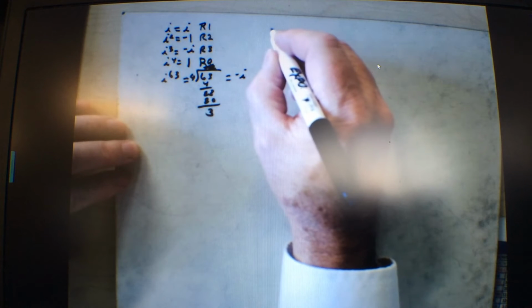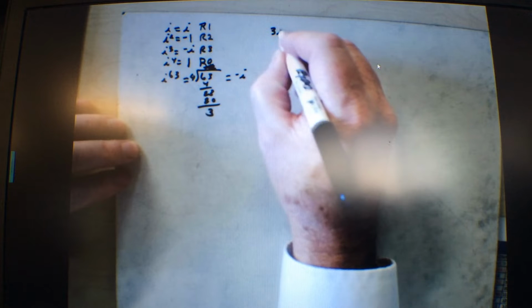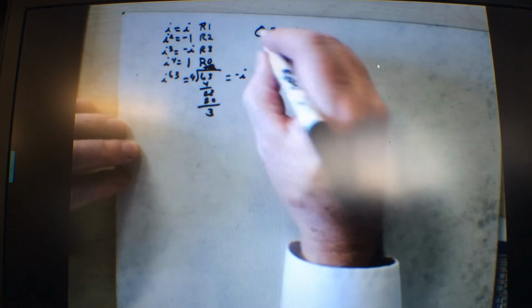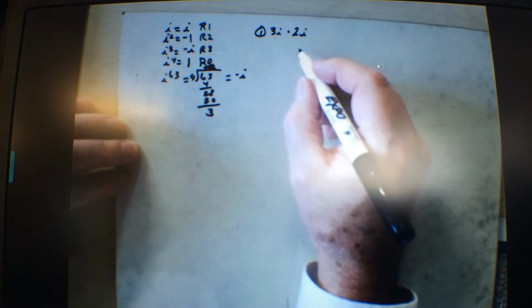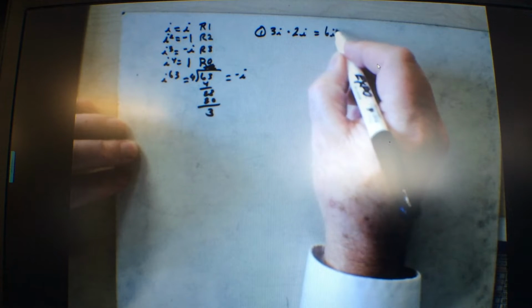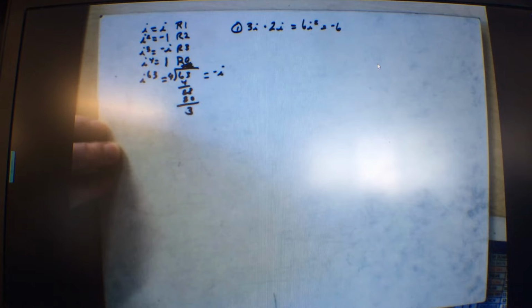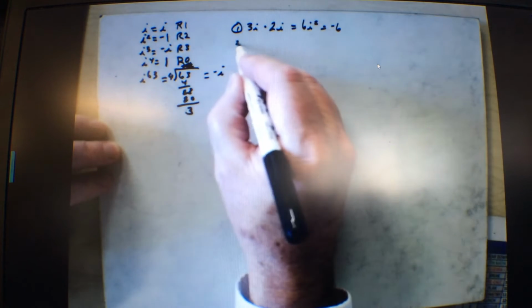So if I had 3i times 2i, let's say this is number 1, the directions say simplify, that is 6i squared, and that is -6. We do not consider i squared simplified. So if you have i squared as an answer on your test, that's wrong.